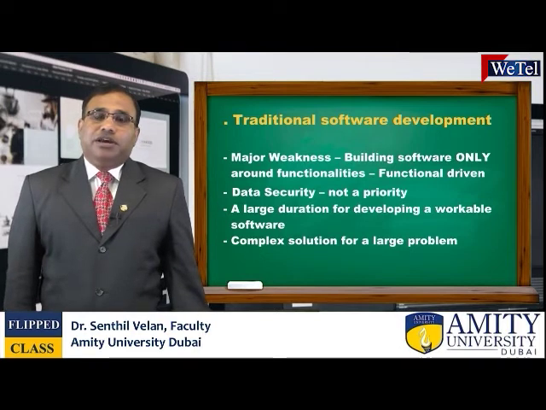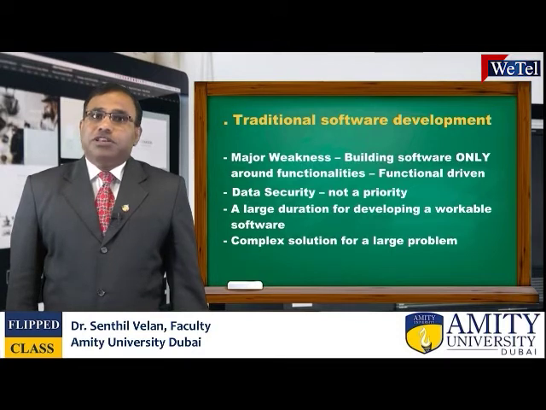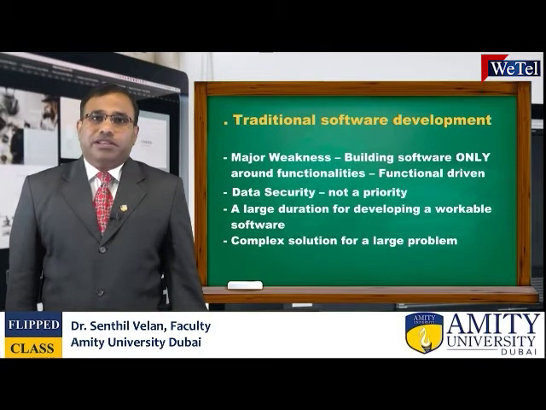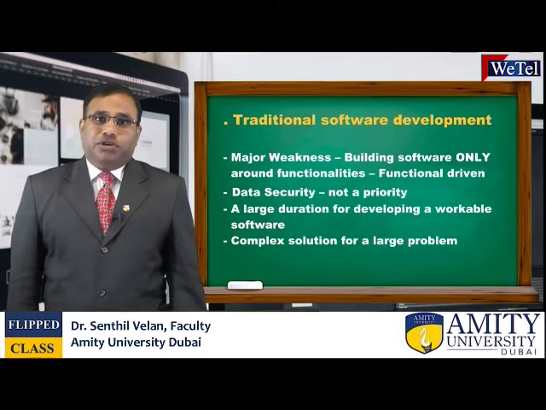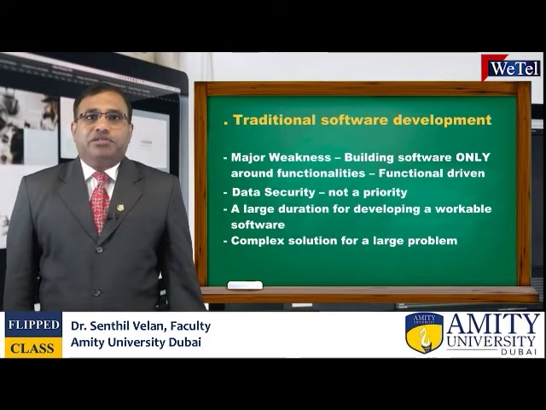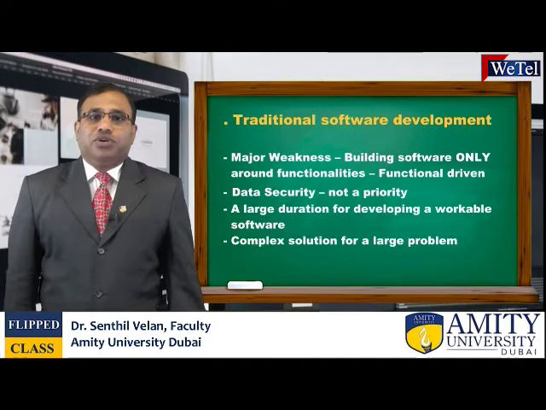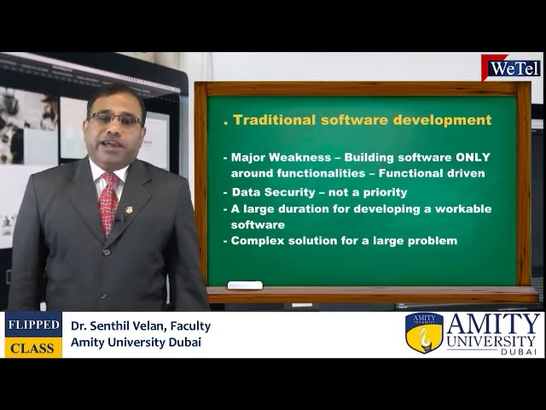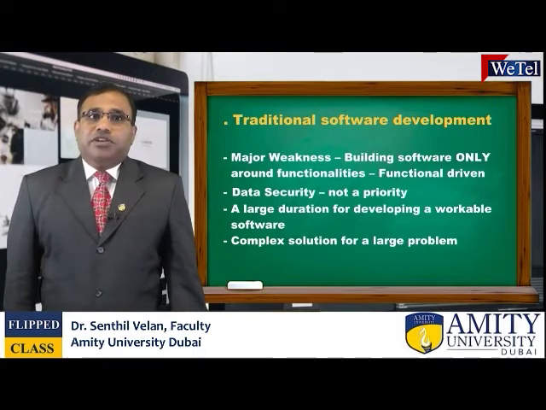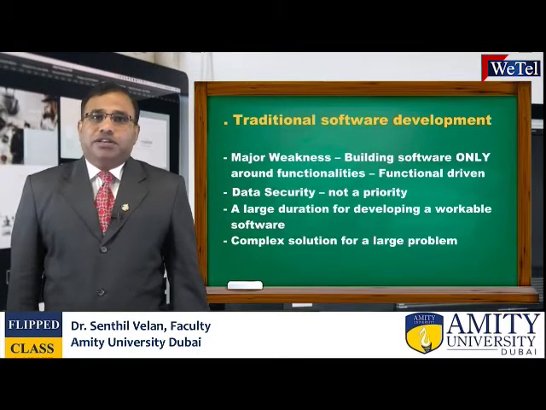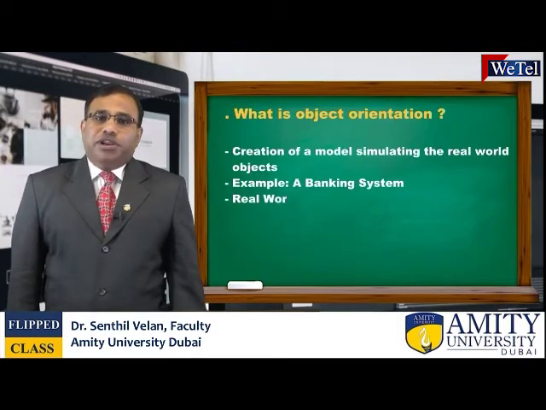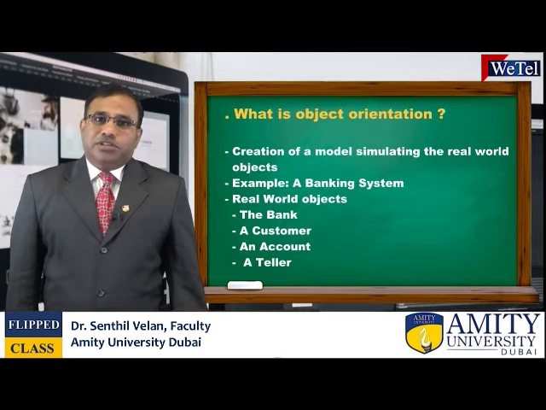Another big issue is with respect to data security. In functional software development, there is no guarantee that your data will be secure, because so many functions are operating on the data, and it is very difficult for us to control access to the data. And when we talk about complex solutions, there are lots of functionalities that you have to manage and group together, and it's a very difficult task. So let us see how object orientation has helped to solve these problems.